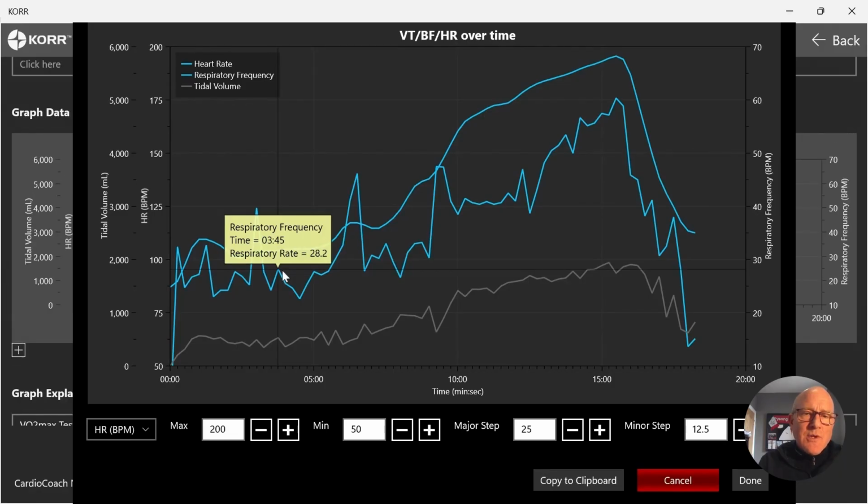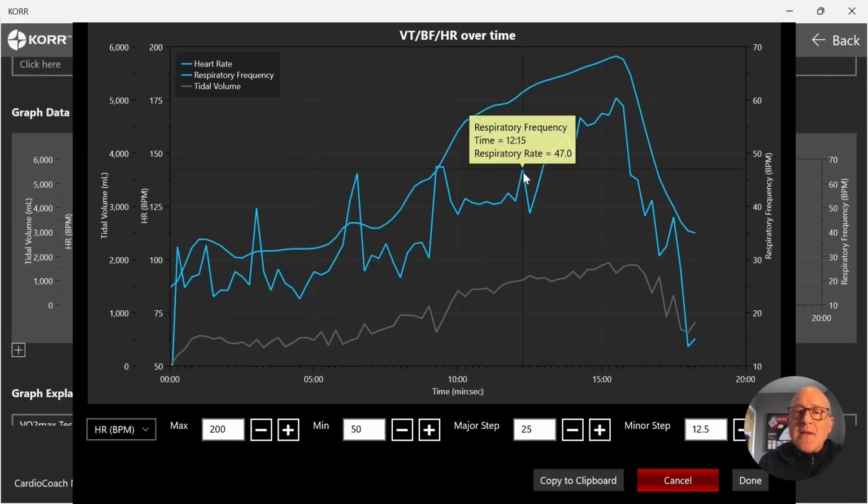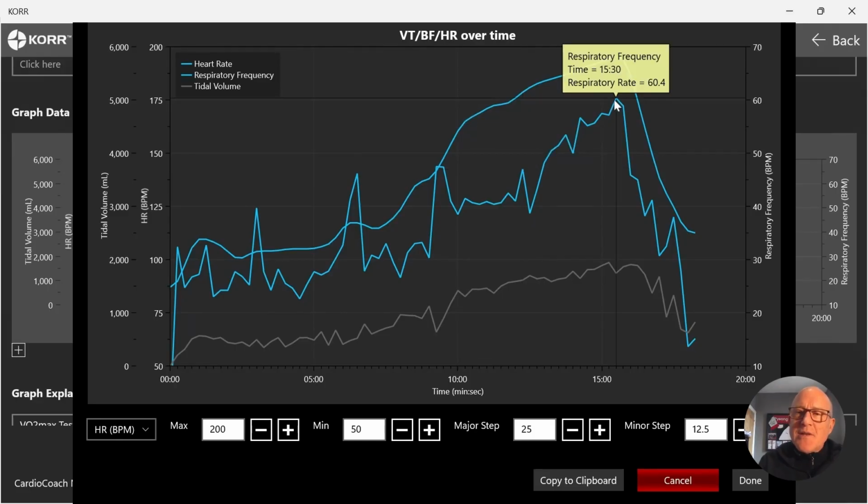So there are 28 breaths here. Believe it or not, they went up to 40 breaths, back down to 27 breaths. In zone 2, they're pushing 33 breaths, and in zone 4, they're at 47 breaths, and in zone 5, they're at 60 breaths. All of these are well above the norms for breathing by zone.